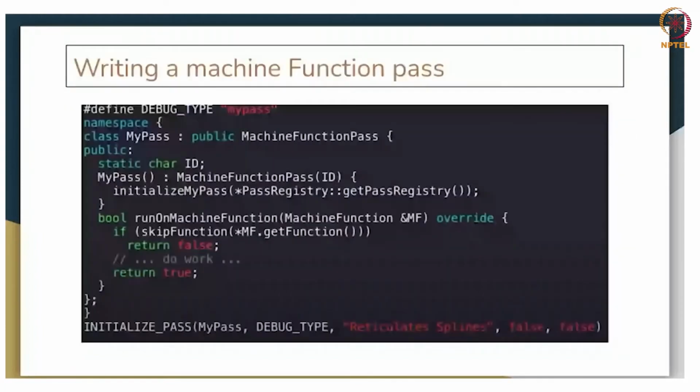To write a machine function pass, you use initializePass, like you might have seen even for LLVM IR. INITIALIZE_PASS with my pass, debug type, your pass name, then some other arguments. Then runOnMachineFunction: if the function should be skipped, you skip this function. Otherwise, you do the work and return true. So this initialize my pass is the way you write this virtual.